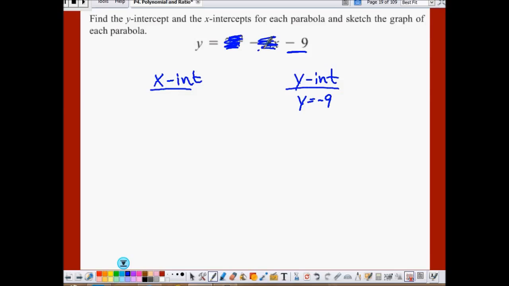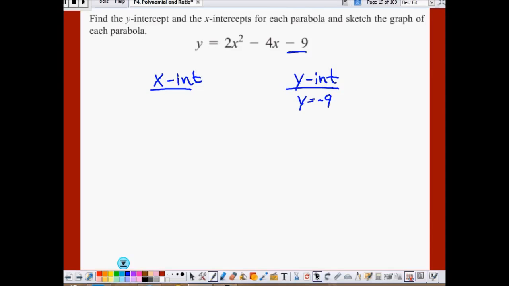That's the reason why. No matter what kind of equation you have, if it's in the standard form, whether it be a cubic, quartic, third power, fourth power, fifth power, sixth power, the number at the end is always your y-intercept, no matter what kind of graph you have.